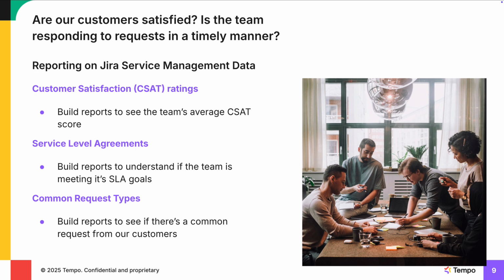You can also build reports to understand if the team is meeting its SLA goals. We can also use this a little bit as resource management. If our team is consistently not responding in a timely manner, it very well could be that we just don't have enough resources to help with all of the customer needs that we have. The last one is we can see common request types that our customers submit to us. This will help us to understand the needs of our customers a little bit more and potentially even enhance our products if our customers are consistently having issues with the same thing.